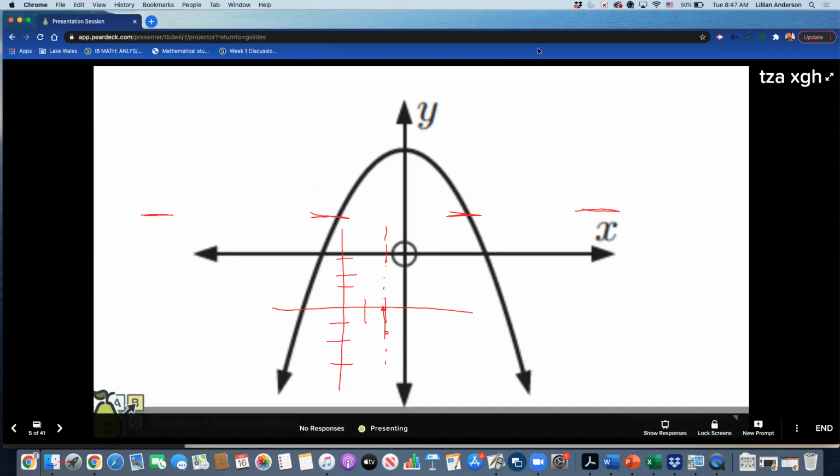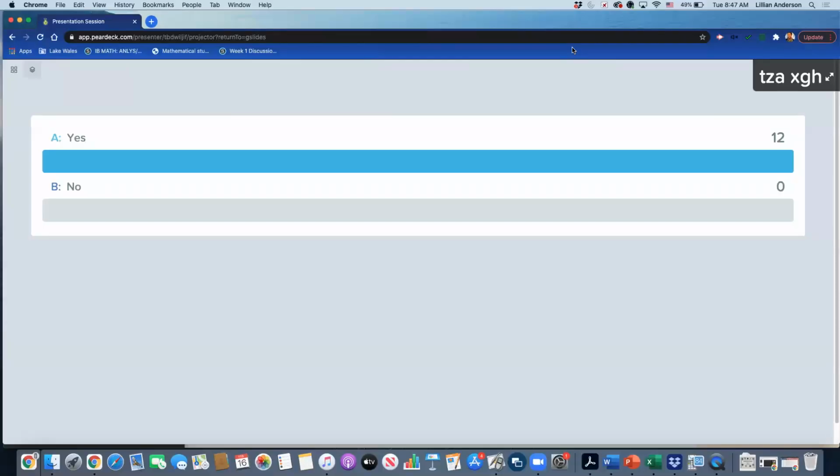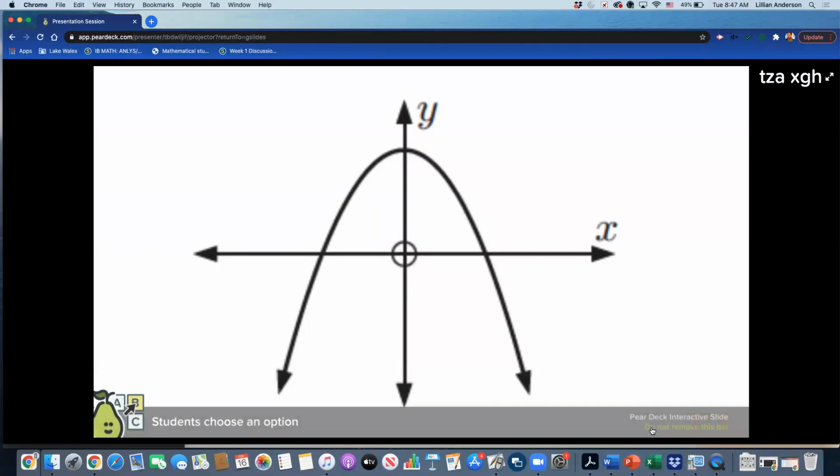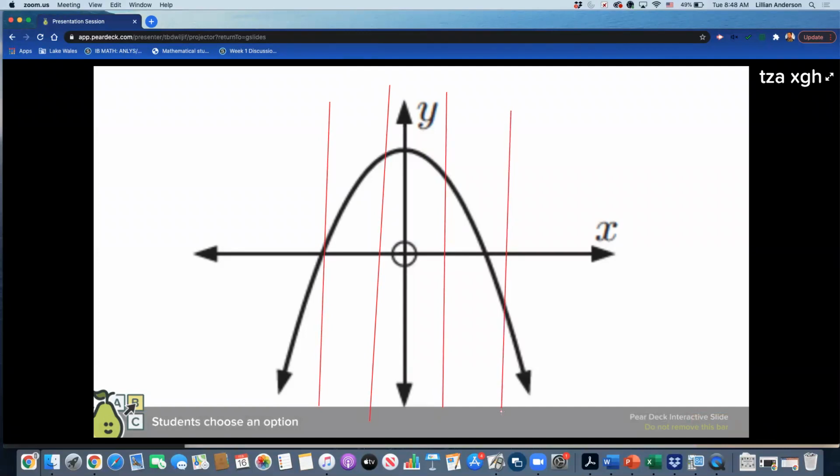What about this one? Is this one a function? Very good. This one is a function. Someone tell me, why is this one a function? It passes the vertical line test, so no matter wherever you draw a vertical line, it is only crossing your function one time, each time. Very good.